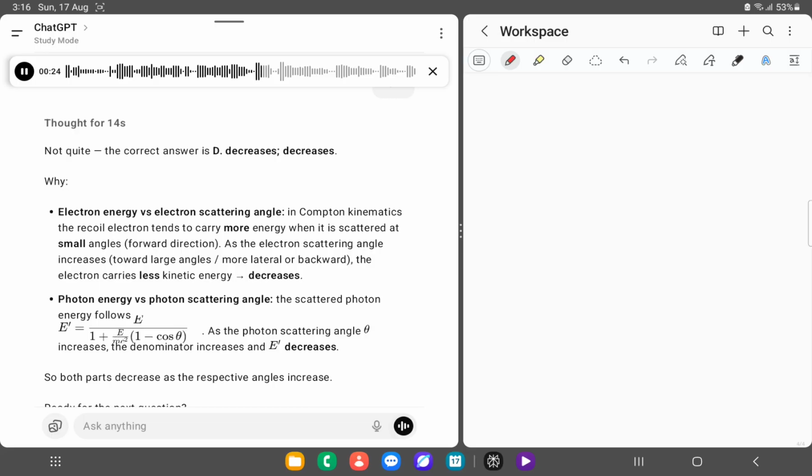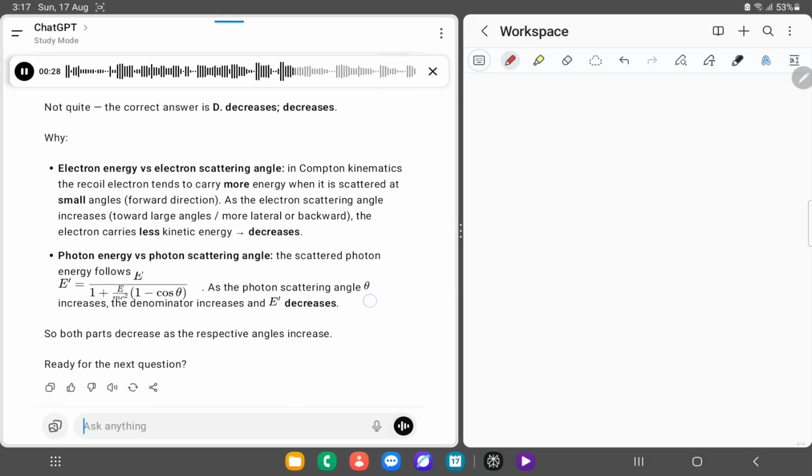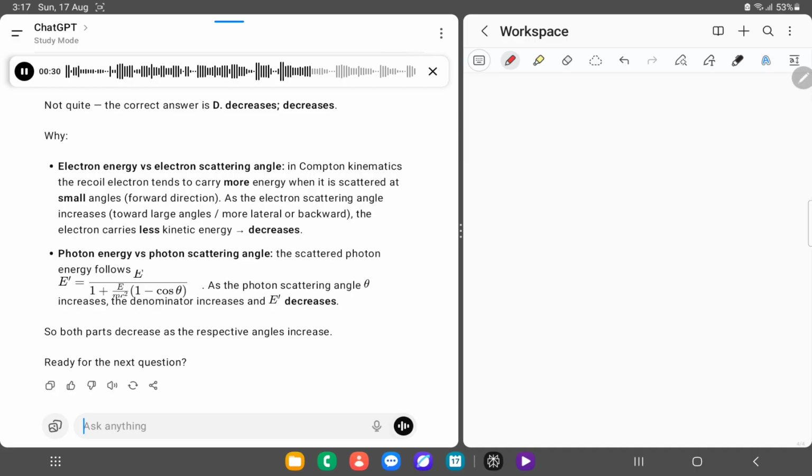Photon energy versus photon scattering angle. The scattered photon energy follows E prime equals E over 1 plus E over mc squared times 1 minus cos theta. As the photon scattering angle theta increases, the denominator increases and E prime decreases. So both parts decrease as the respective angles increase. Ready for the next question?